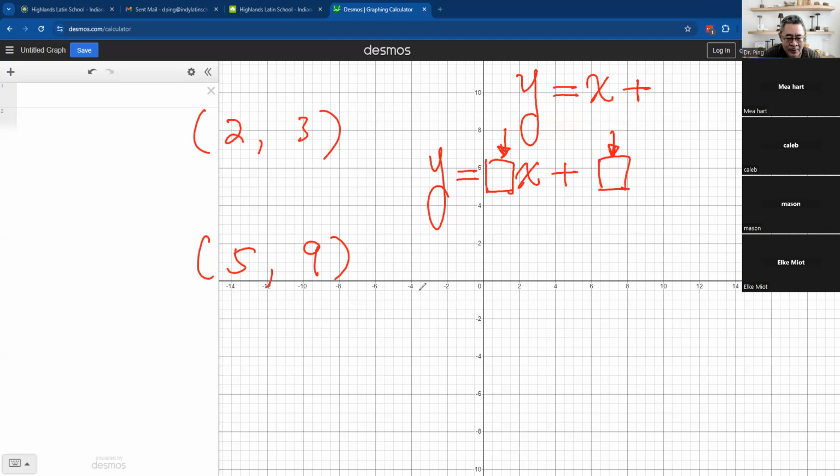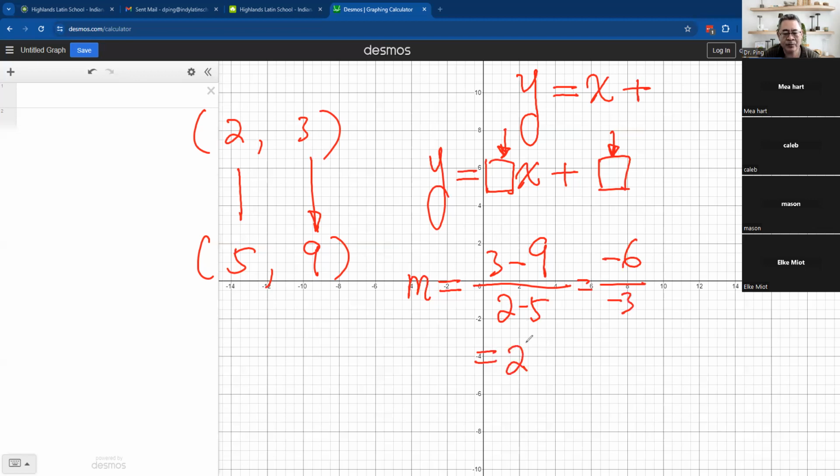All right, so first of all, the slope m is equal to the difference in y, so 3 minus 9. And if we go from top to bottom on the y, we have to do the same thing on the x, 2 minus 5. The top will be negative 6, the bottom negative 3. Negative divided by negative is positive, so it's 2. So we found our m.